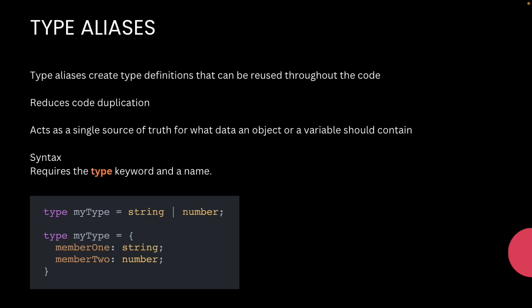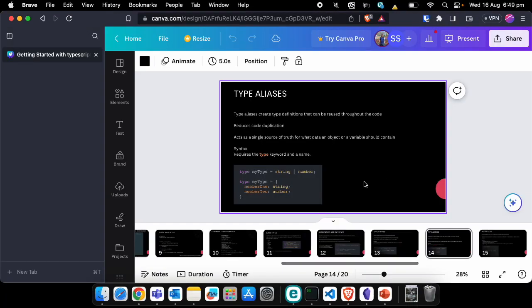It looks very similar to how we did it in the previous slide, where I showed you the union type. It's very similar, but what we're doing here is actually creating a type definition. So let's see this in an example.